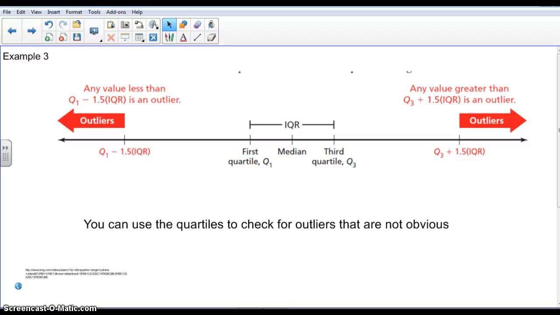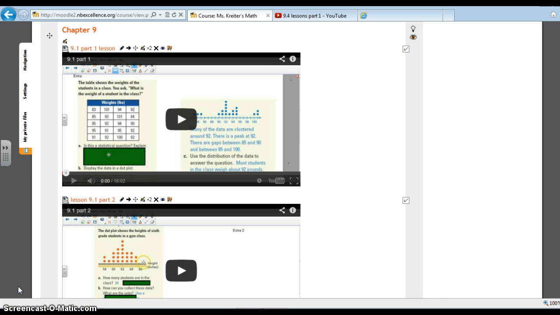Lesson 9.4, example 3, page 415 in your book. We're going to start with a video to introduce outliers.